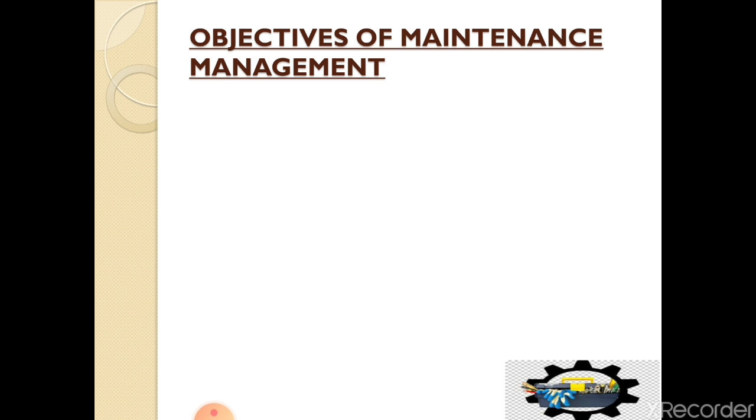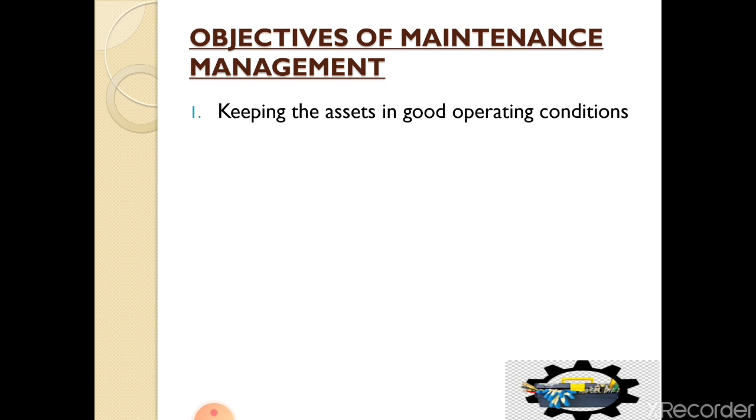We'll see what the objectives are. We'll discuss one by one the objectives of maintenance management. The first one, keeping the assets in good operating condition. Make sure that all the assets, machineries, equipment, and other facilities are working in good condition, to optimize the reliability of equipment and infrastructure, and to ensure equipment and infrastructure are always in good condition.